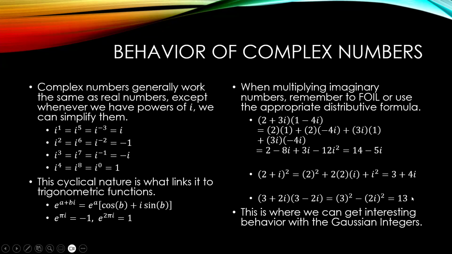If we are multiplying conjugates, and so 3 plus 2i times 3 minus 2i, it turns out we end up getting real numbers out of that, which is where the Gaussian integers can become kind of interesting. The idea that 13 is a prime number in the reals, but when you're dealing with Gaussian integers, you can rewrite it as 3 plus 2i times 3 minus 2i. It leads to questions of what is a prime number in the Gaussian integers.